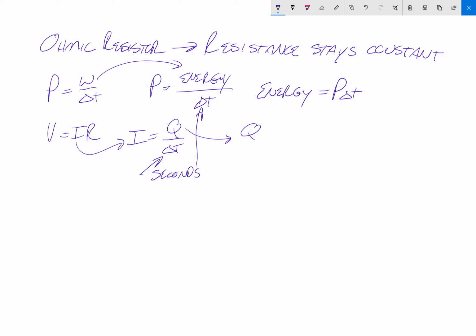That's the total charge. And each electron has a charge of 1.6 times 10 to the negative 19th. It's like saying you have 100 cents. Each quarter is worth 25 cents. How many quarters do you have? So you're basically taking that and dividing by 1.6 times 10 to the negative 19th coulombs.